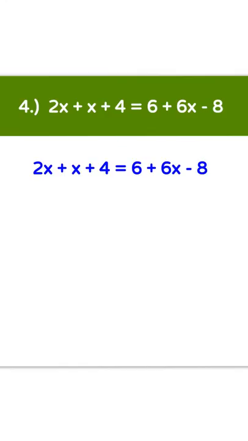Number 4, 2x plus x plus 4 equals 6 plus 6x minus 8. There are no parentheses, so you don't need to distribute, but you can combine like terms. On the left-hand side, you have a 2x and a plus 1x. Those can be combined. 2x plus 1x is 3x, and then you can bring down the plus 4.